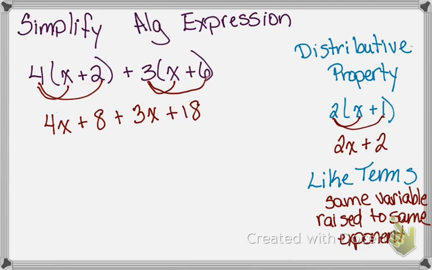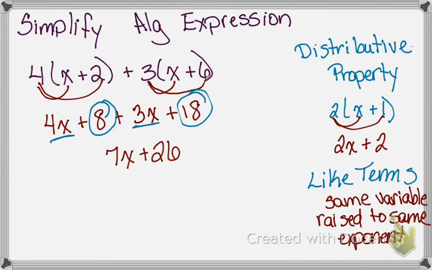And we do have 2 sets here. We have 4x and 3x. That gives me 7x. Then I have 8 and 18. What does that give me? 26. Perfect. Okay? Can I combine 7x and 26? No, I can't. I can't combine.